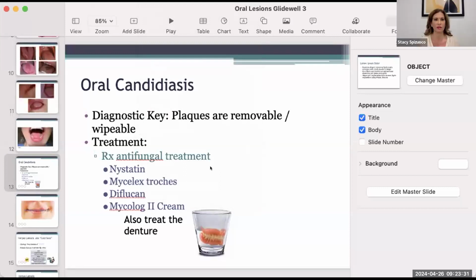How to diagnose this? We can see that these plaques are removable. They can wipe off with your finger. We treat this by using an antifungal treatment. We have such things as nystatin, which is like a cream. You can use a Mycelex troche, which is a lozenge that the patient can suck on. You can also give a systemic Diflucan pill. And then you also want to treat the denture. So you want to use something like this Mycolog II cream.